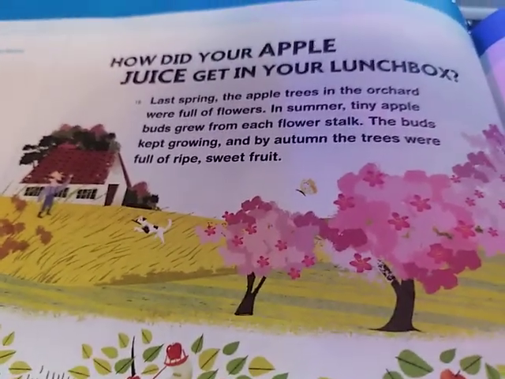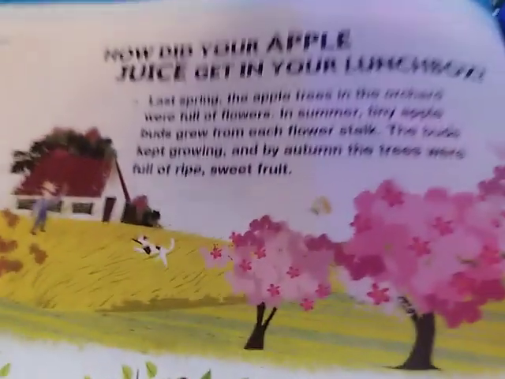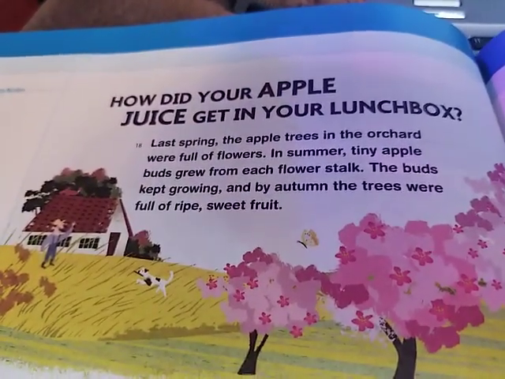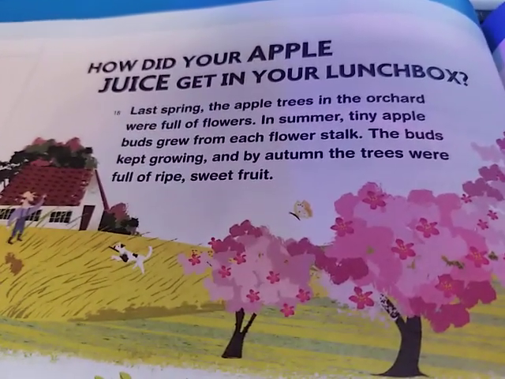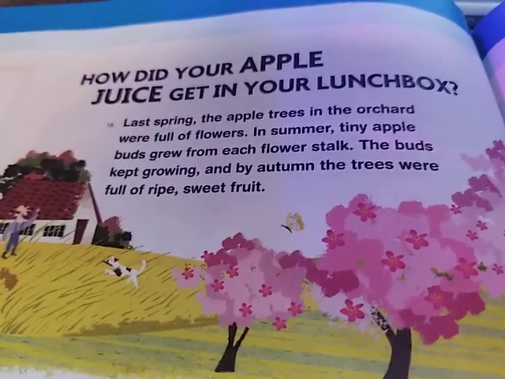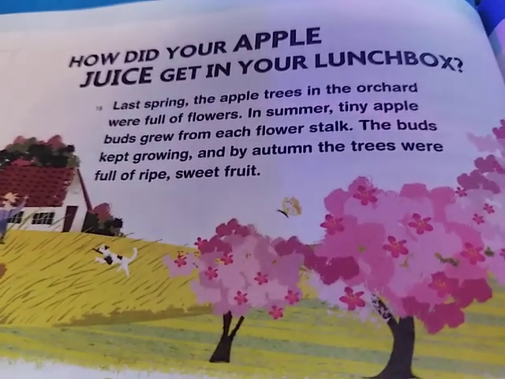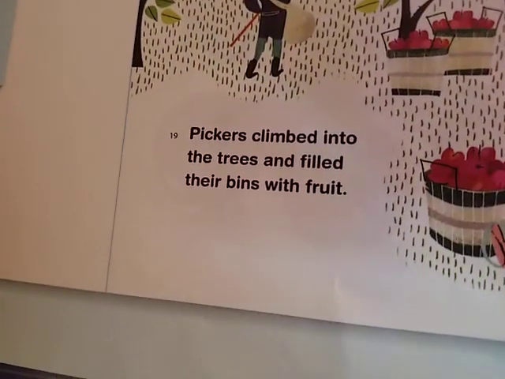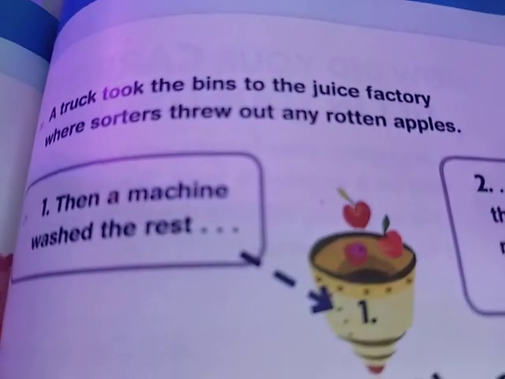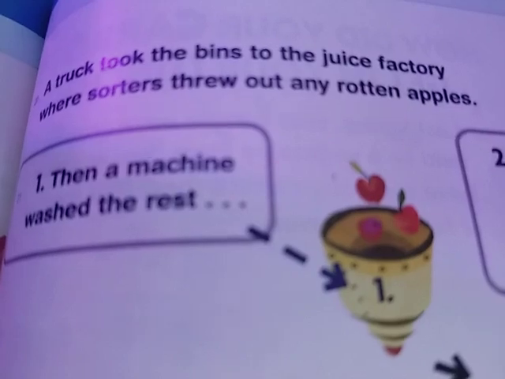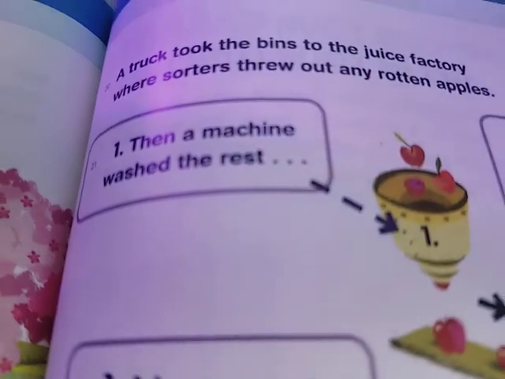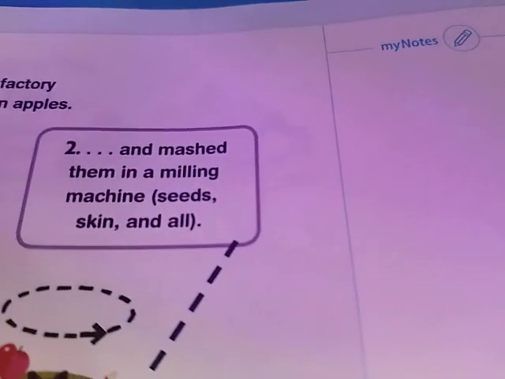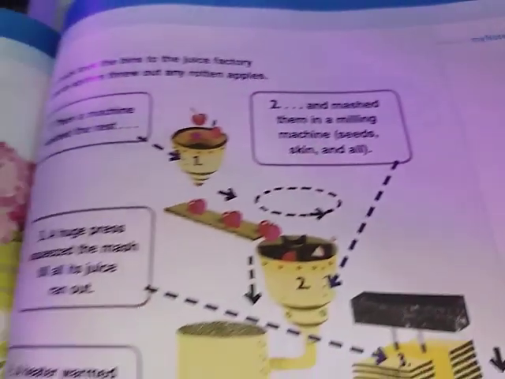How did you get your apple juice? Wow, Miss Almeida. How did your apple juice get in your lunchbox? Last spring, the apple trees in the orchard were full of flowers. In the summer, tiny apple buds grew from each flower stalk. The buds kept growing, and by autumn, the trees were full of ripe, sweet fruit. Pickers climbed into the trees and filled their bins with fruit. A truck took the bins to the juice factory, where sorters threw out any rotten apples. Number 1. First, then a machine washed the rest and mashed them in the milling machine, seed, skin, and all.